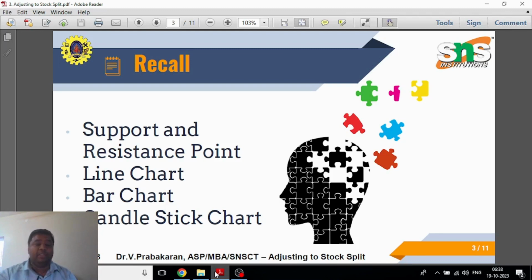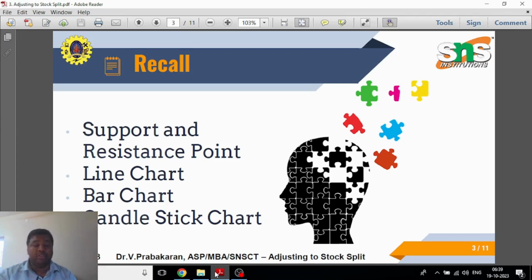We have seen three important charts. One is a line chart and bar chart. These two charts are the very basic charts that you can use in the stock market for share price movement analysis. The candlestick chart is the more advanced one, which is highly used in technical trading. In fact, they are called technical traders.